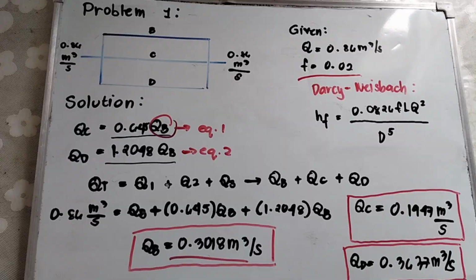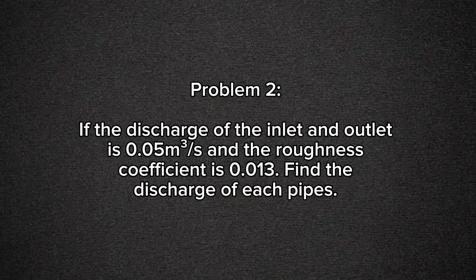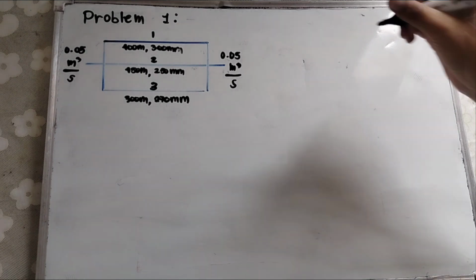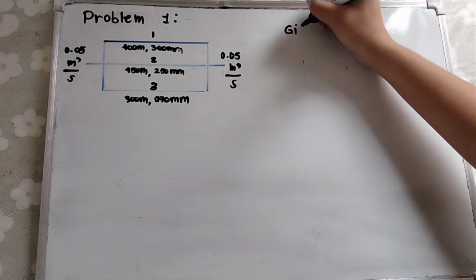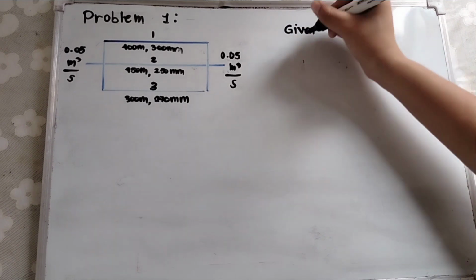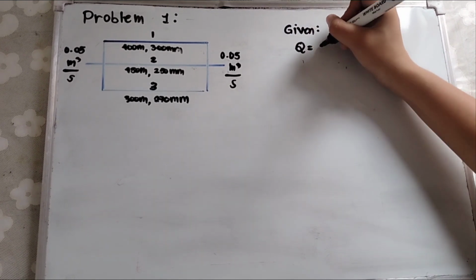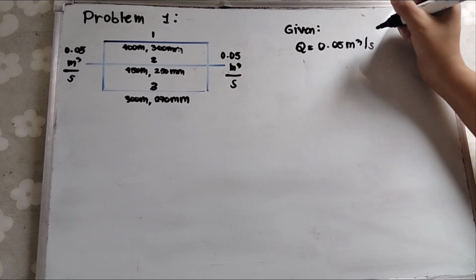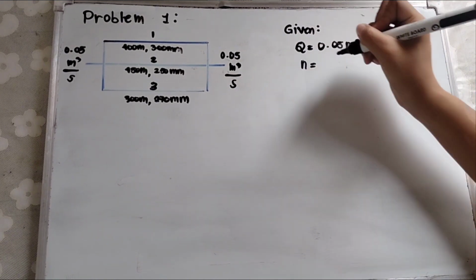Now let's proceed to the second problem. If the discharge of the inlet and outlet is 0.05 cubic meters per second and the roughness coefficient is 0.013, find the discharge of each pipe. Of course, first things first, we need to lay out the given. We have the total discharge, which is 0.05 cubic meters per second, and the roughness coefficient, which is 0.013.